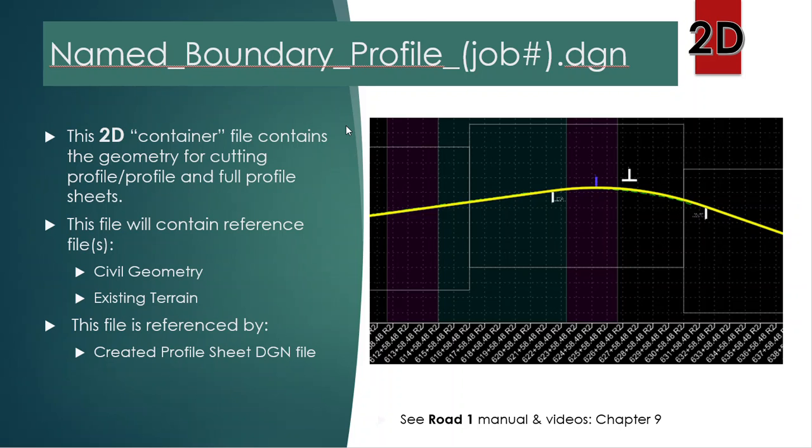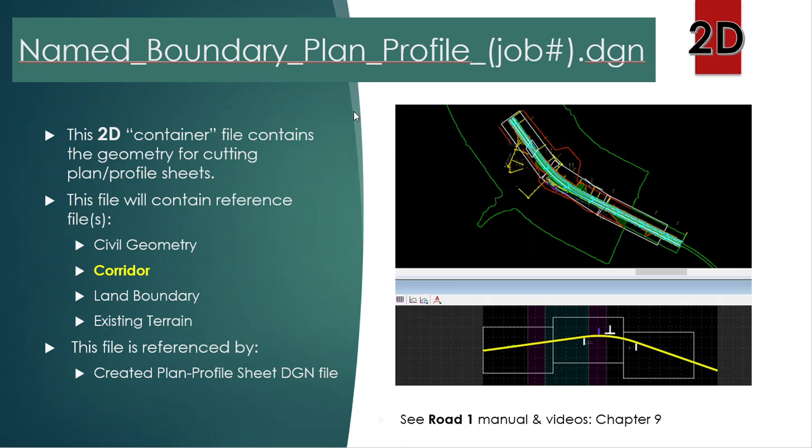Name boundary plan profile is also a 2D file, and this 2D container file contains the geometry for cutting plan and profile sheets. Again, here's where you can use live nesting, okay? I've got it in gold, you can have it yellow, whatever color it is. You can bring in the corridors file with that live nesting on, and you will get all the files that make up that corridor. And again, this is referenced by the created plan profile sheet drawings that we create, the DGN files. More of this is in Chapter 9 of Road 1.